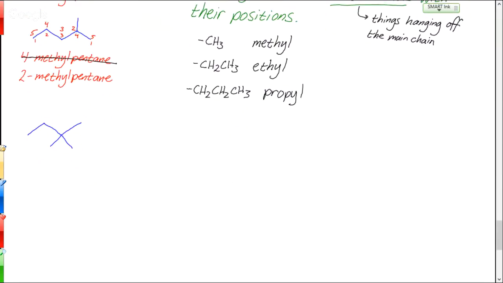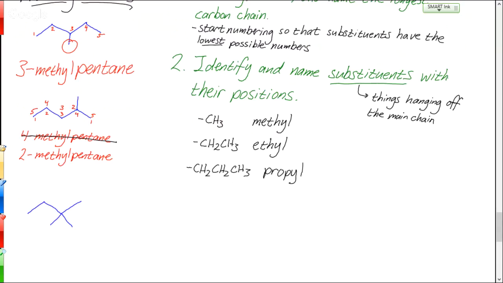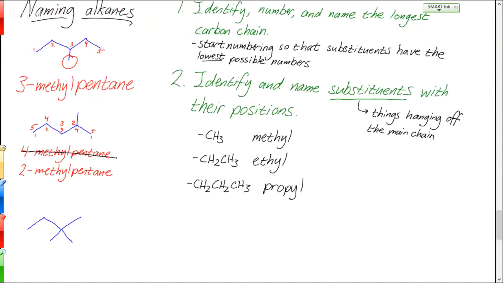Okay, let's take a look at this one. Same thing. We're going to go through these steps in that order. Identify, number, and name the longest carbon chain. So what is the longest continuous chain in the structure? How big is it, and where should we start the numbering? Start on the right because that's where the substituents are. And how many do we get? Just 4, right? And by the way, it can be any connected carbons.